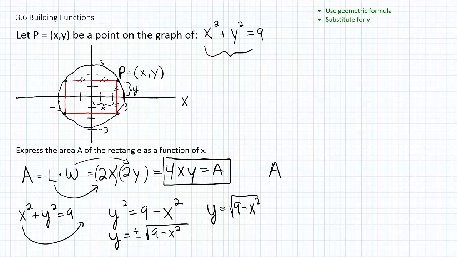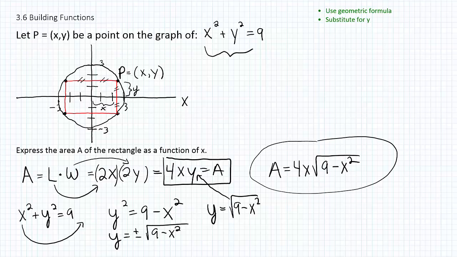All right, now with that expression for y, we can then substitute it into our function. So we can say, hey, that A is equal to, so we're just going to put this in for y, right? So we'll have 4x times the square root of 9 minus x squared. And that's it. We're basically done. We have the function. So we've basically expressed the area of the rectangle as a function of x. We no longer have y's here, and we have a statement for the area as a function of x.